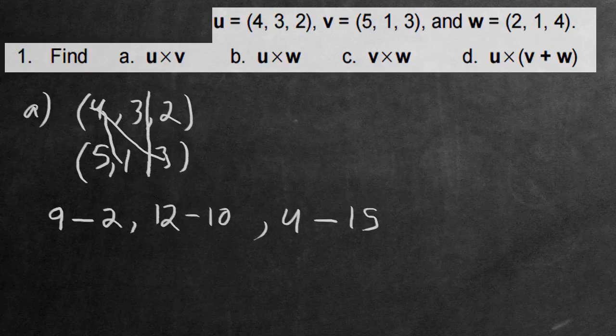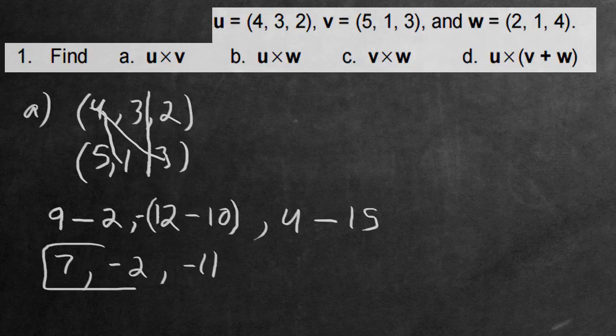One additional step is to put brackets on the middle coordinate and put a negative outside and multiply it through later on. So 9 subtract 2 is 7, and 12 subtract 10 is 2. Multiply that 2 by the negative outside, and we get negative 2, comma, and 4 subtract 15 is negative 11. And this is the answer for question A.